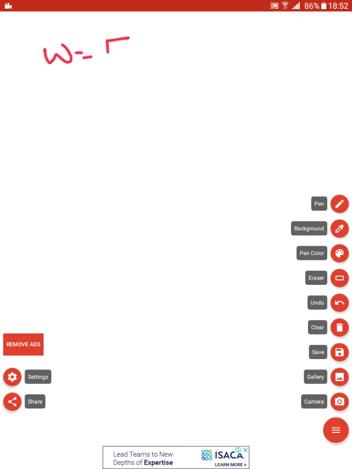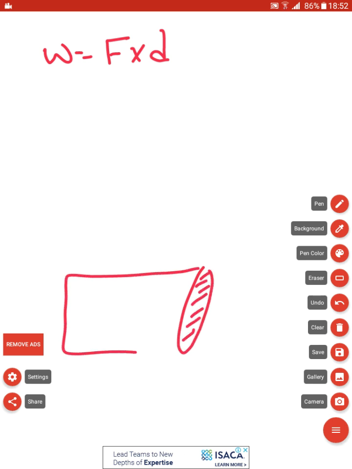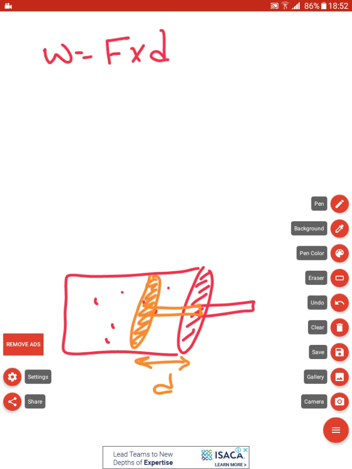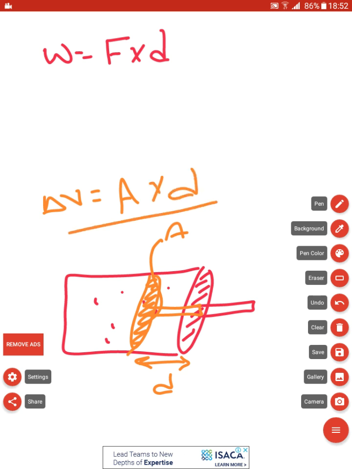Work equals force multiplied by distance in the same direction. Here is the piston, and here are the gas particles inside. If you push this piston till here, this is the distance traveled by the gas, and this is the cross-sectional area. So the change in volume equals area multiplied by distance traveled by the piston.